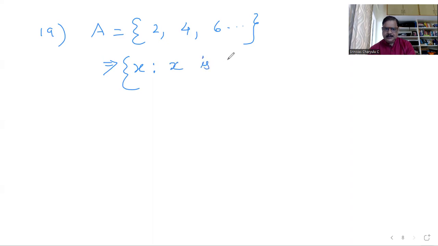A is equal to 2, 4, 6. So here what is the thing now? All are even numbers. You can write down here set of all x such that x is even and x belongs to N. This is sufficient. X is an even number, so even numbers will start with 2, 4, like that. No limit. You see, this is an infinite set.